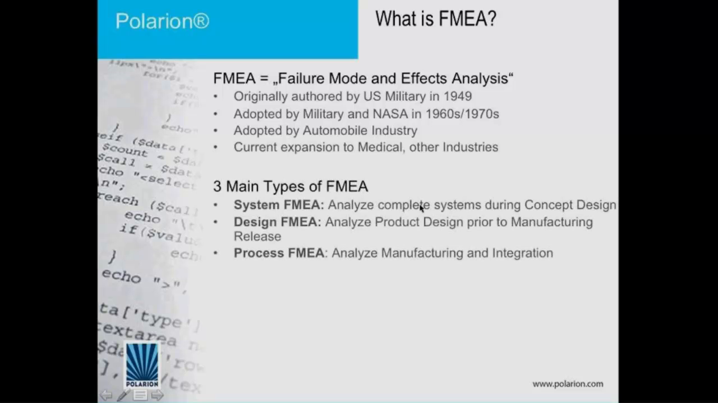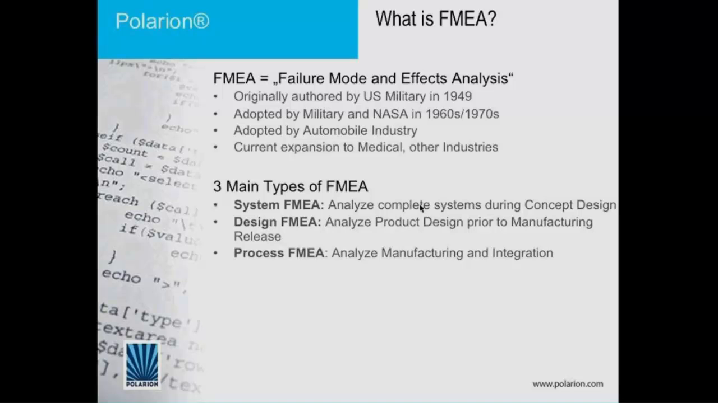There are three main types of FMEA structures. The first is system FMEA. Now, that happens generally at the beginning, during concept and design of products and services. Sometimes these questions of failure mode and effects analysis happen before anything is ever actually created. It becomes more of a thought experiment.